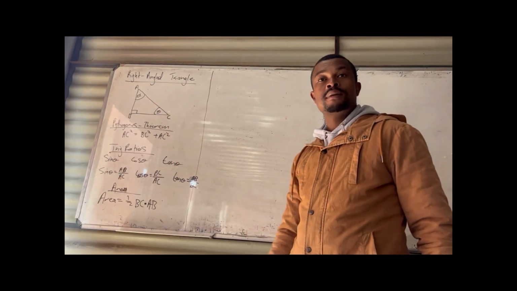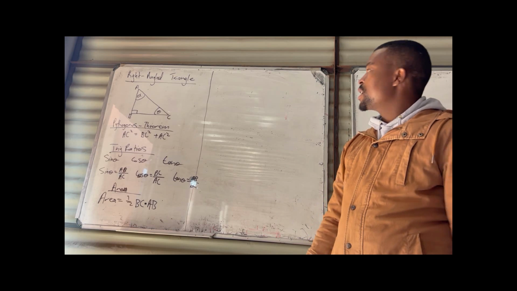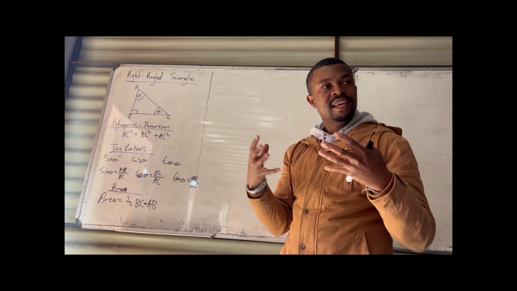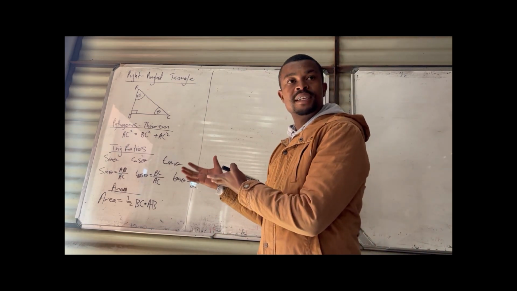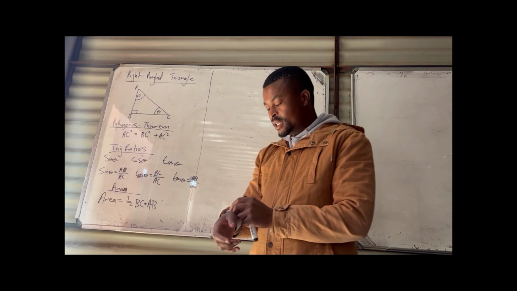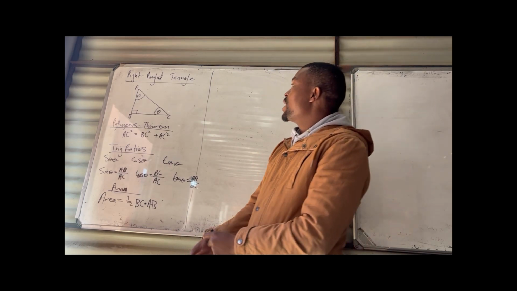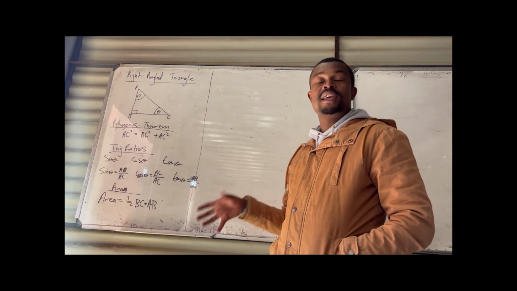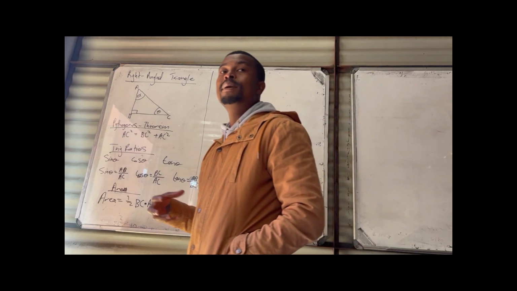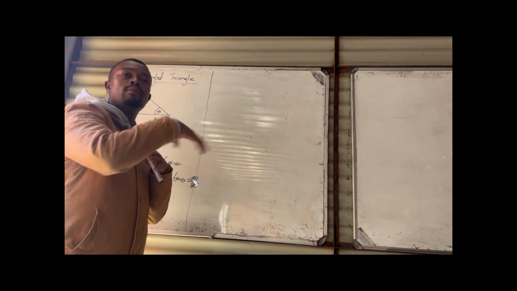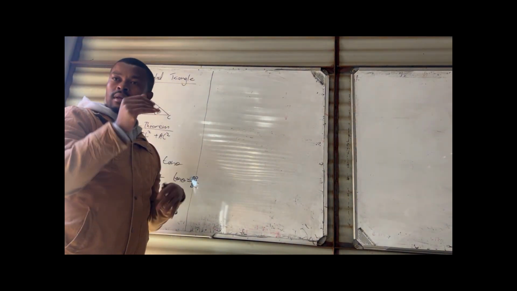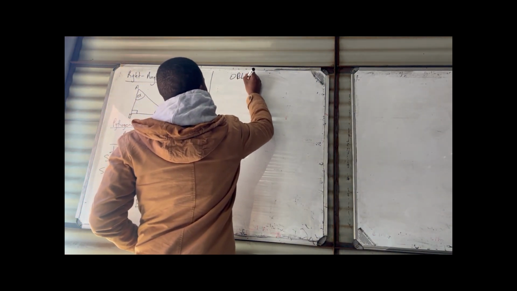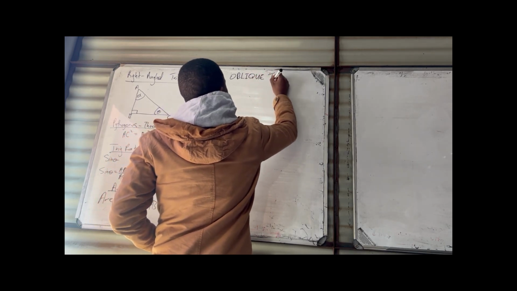Okay, what if the triangle is not a right angled triangle? Because these are applicable for a right angled triangle. So these triangles, we just call them oblique triangles.